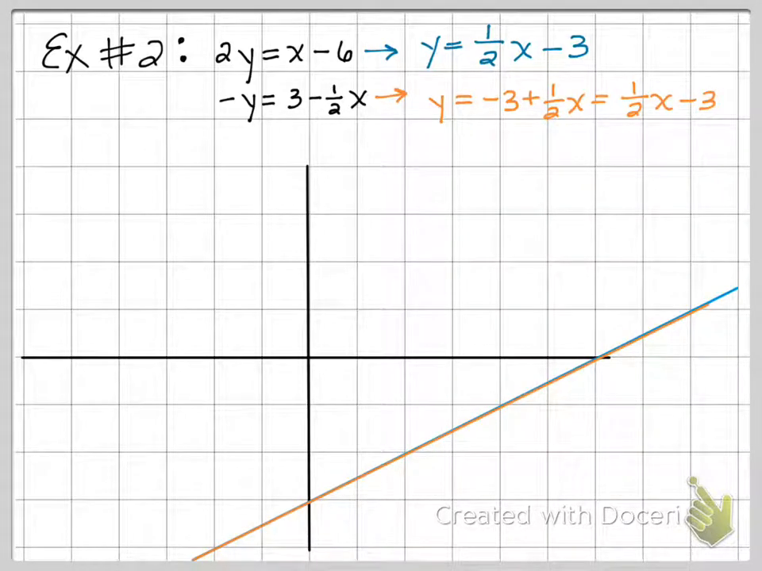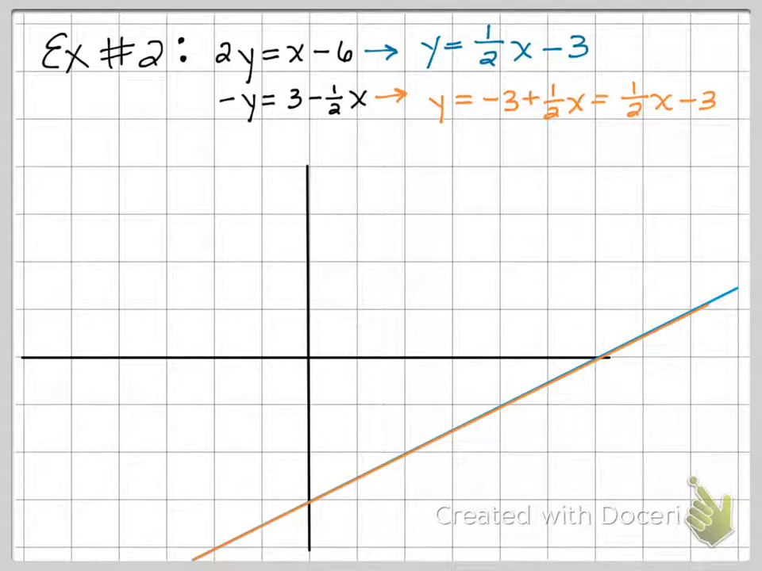And now I've graphed my second equation in orange. So if you didn't notice it before, maybe now you're seeing they're actually the exact same equation. So that means that the lines lie right on top of one another. They are overlapping. So what does this mean for our solutions?